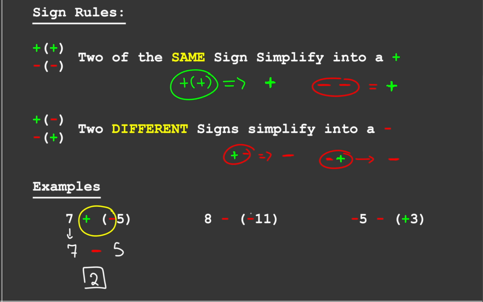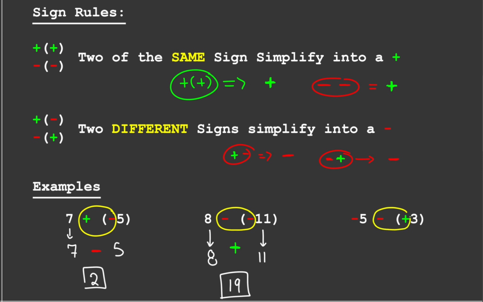8 minus negative 11. Once again, I'm just going to use the sign rules. There's no numbers in between these two signs. So these are two negatives. They're the same sign. So I'll simplify them into one single positive sign. And then I'm just going to drop down the numbers. I'll drop down this 8. Drop down that 11. And I end up with 8 plus 11. Well, that's easy, Mr. Grapp. That's just 19. You're right. It is easy. And one more. Let's simplify one more.